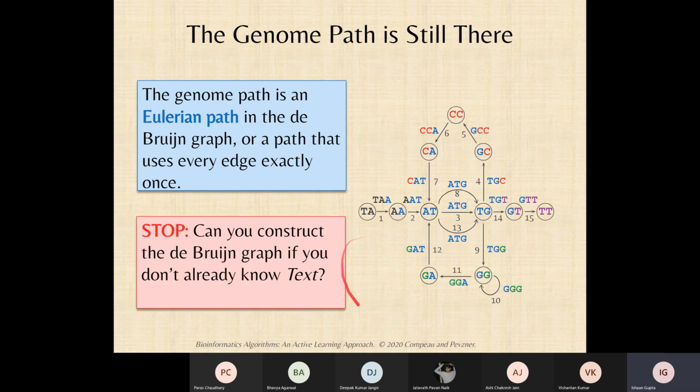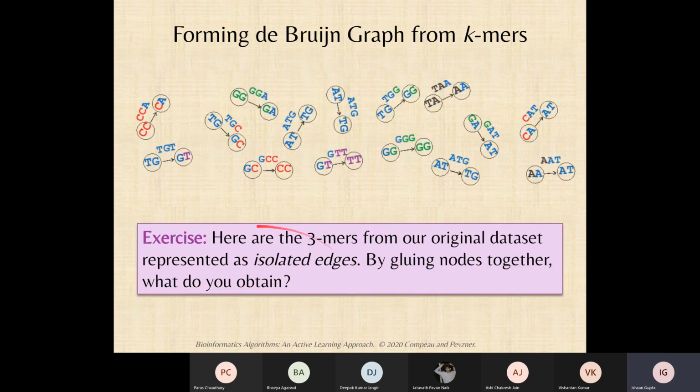Okay, so can you construct the De Bruijn graph if you don't know the text already? So let's see if we can do that. Let's say you have been given lots of k-mers like this. Okay, so by looking at it, you can clearly say that this is a k equal to 3 mer graph, right? Yes, sir. So now the same idea that you used to create the De Bruijn graph, to converge the De Bruijn graph, you can also apply here.